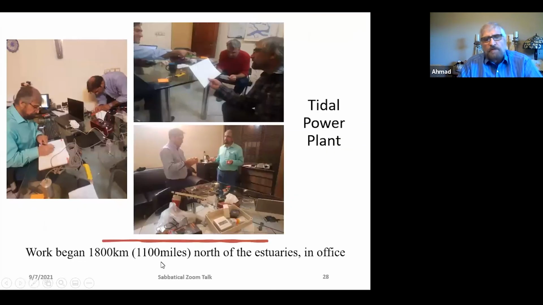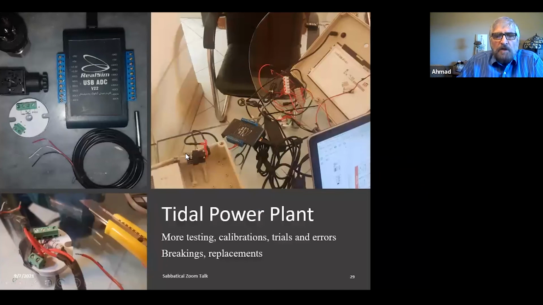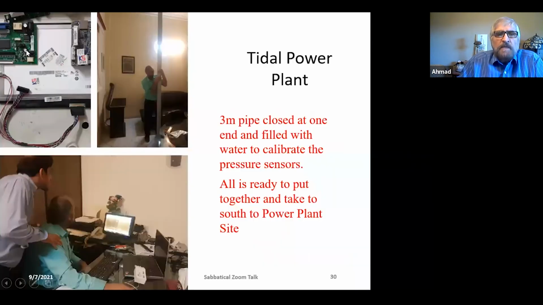Moving up north, 1,100 miles away from our site, in the office, after a lot of discussions and a lot of designs and trial and error and testing, we put the hardware and software together. Here, the hardware will store the data and email it to us via modem.